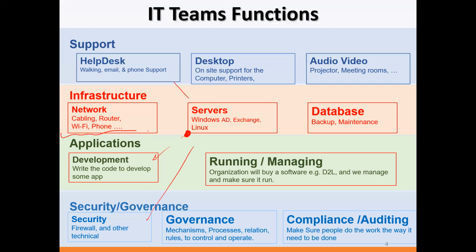So the network allows these PCs, like the employee PCs and the servers, to talk to each other inside the company. It also allows them to talk to the rest of the world. This is the job of the network team. Good. This is the job of the network. The network job is to make sure all these PCs are connected together.